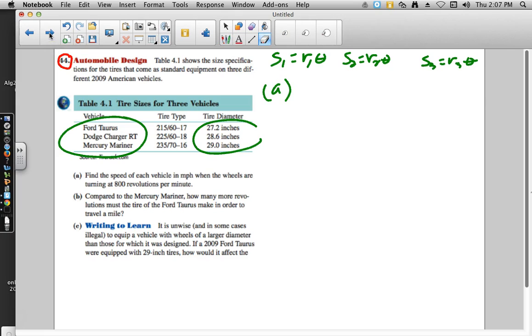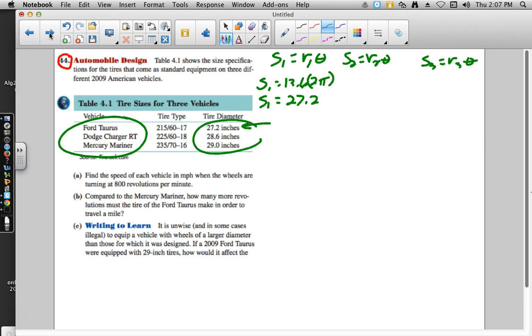All right, so let's go after it. I'll put the Ford in there for S sub 1. So that one's going to be, radius would be half of the 27.2. So 13.6 times 2 pi. And just like the question that we came across in class, we realized we're going to multiply by 2. So we're dividing in half to get the radius, but then we're multiplying by 2 pi in order to get what we need. And that was the Ford.